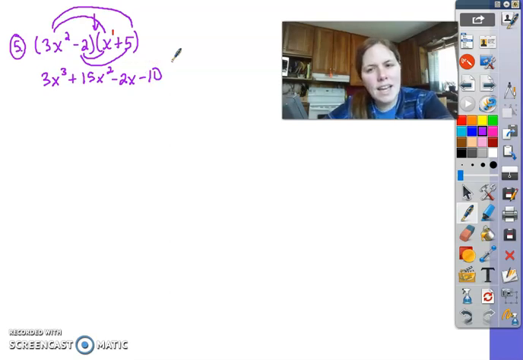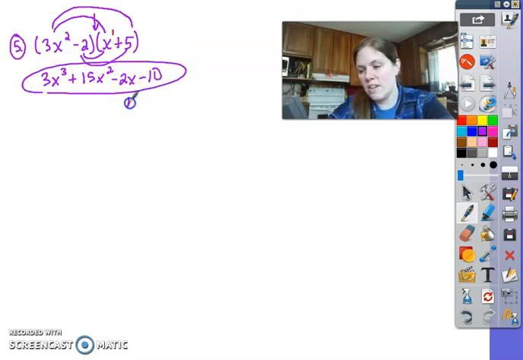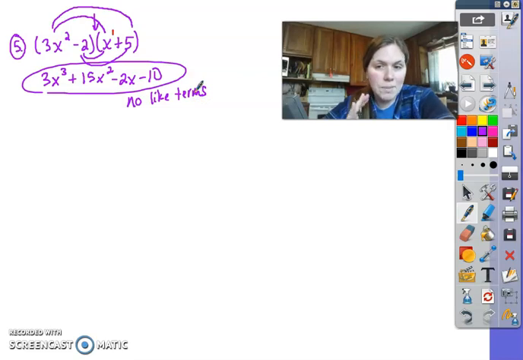I didn't line anything up this time. There was nothing to line up. None of my exponents are the same. I have x cubed, I have x squared, I have x, and I have no x at all. You're done. That is your answer, because there are no like terms. So you cannot combine anything together. It happens. You got to be okay with it.